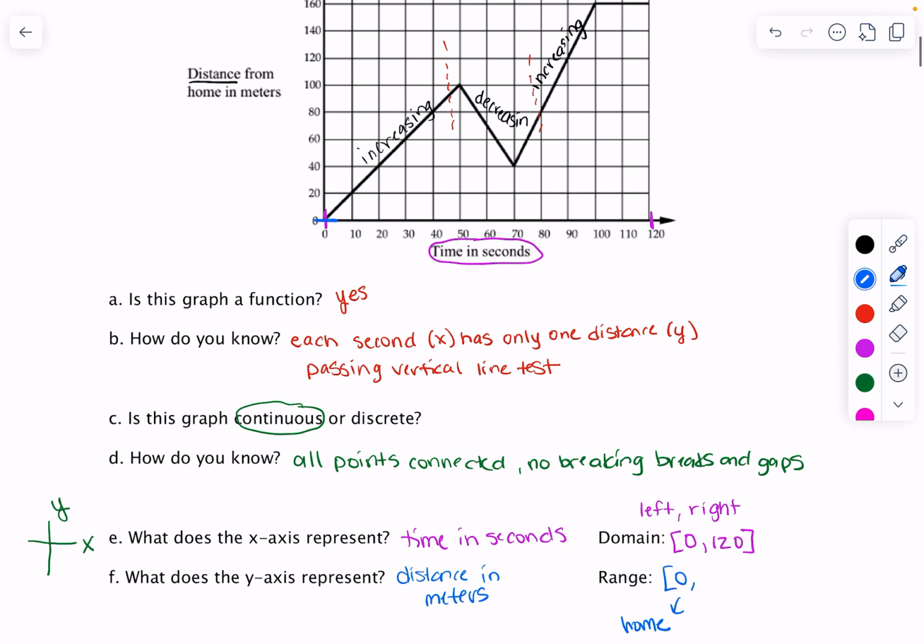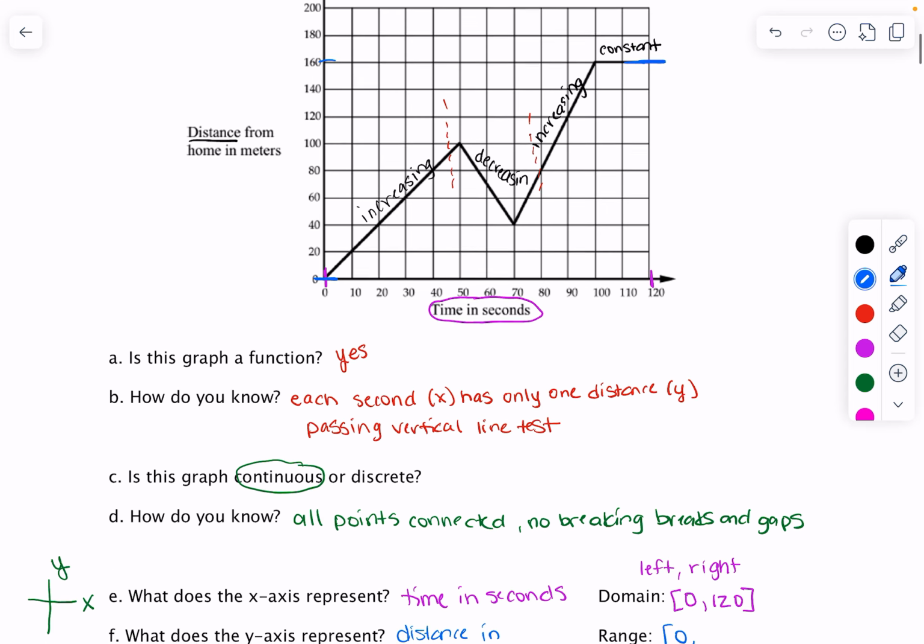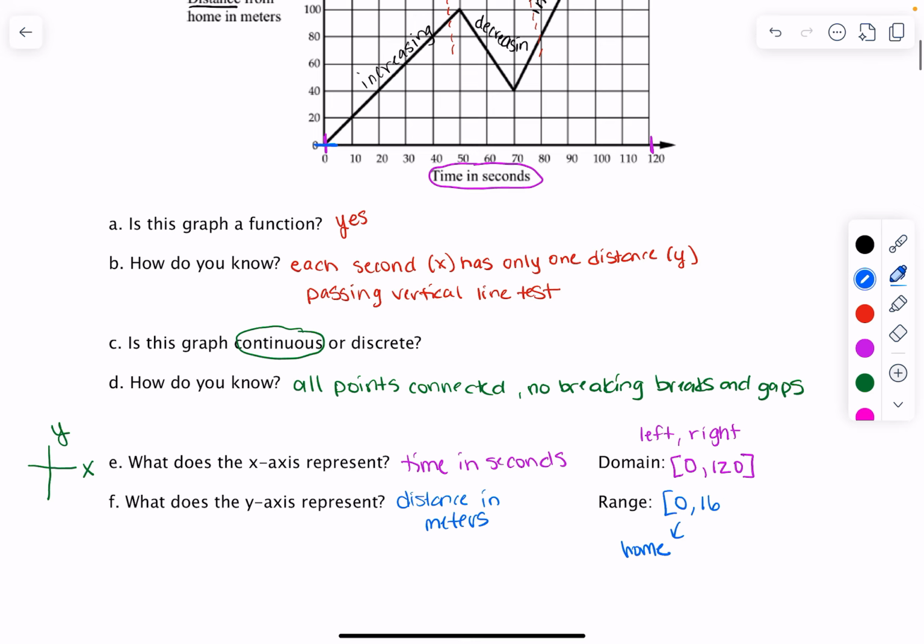That's the lowest point at 0. The highest point is this 160 right here. That's as high as it goes, which means that he only went 160 meters. So the range goes from 0 meters to 160 meters, and that represents the bus stop. The bus stop is 160 meters away from home.